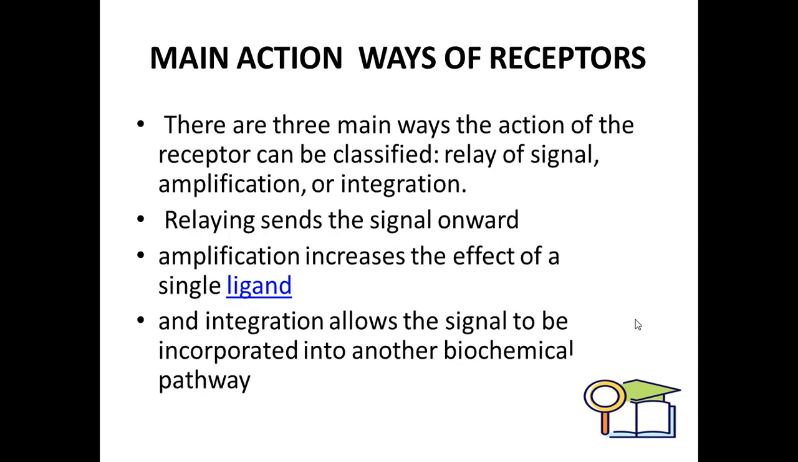Main action ways of receptors. What are the main action ways of a receptor? There are three main ways the action of receptors can be classified: relay of signal, amplification, or integration. Relaying sends the signal onward. Amplification increases the effect of a single ligand, and integration allows the signal to be incorporated into another biochemical pathway. These are basically the action ways of a receptor.